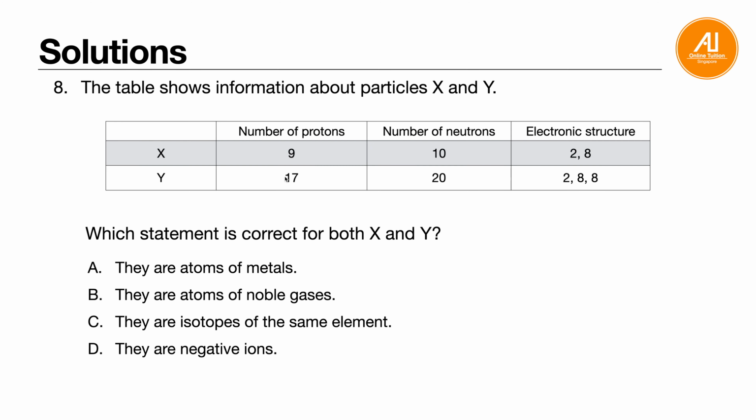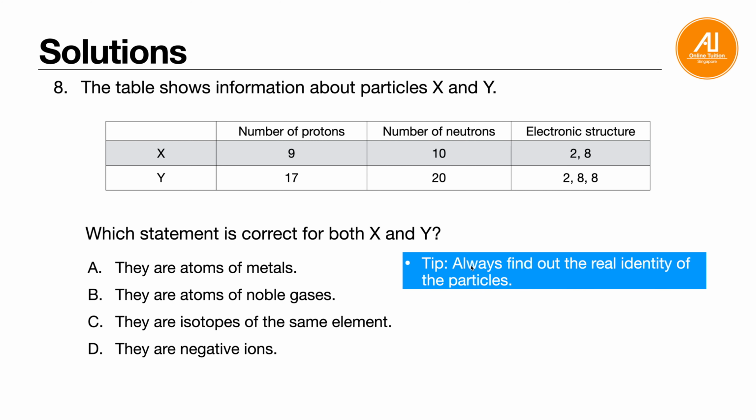Question 8. Which of the following statements is correct for both X and Y? For this type of question, the clue is to always find out the real identity of the particles, whether they are a positive ion, a negative ion, atoms, or what. If you look at a periodic table, proton number 9 is actually fluorine. And you see carefully, it's 2,8. So it's really stable. So most likely it takes in one more, so it's F-. It's a fluoride ion, not a fluorine atom. Next one, 17 will be your chlorine, but it's also stable, so it's just Cl-.